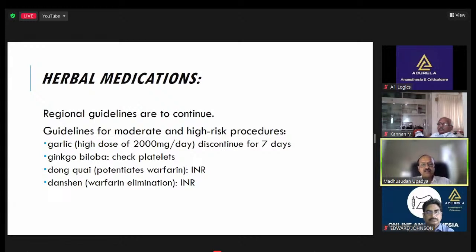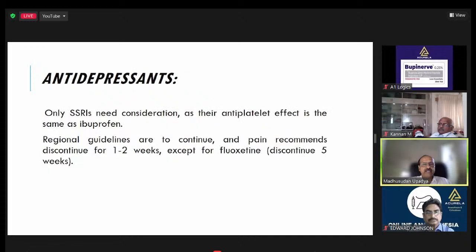And the other agents: ginkgo biloba, check platelets, and dong quai potentiates warfarin. You have to measure the INR. And danshen, again, affects the warfarin elimination, and INR is to be checked. Therefore, a lot of herbal medications can interact with bleeding.